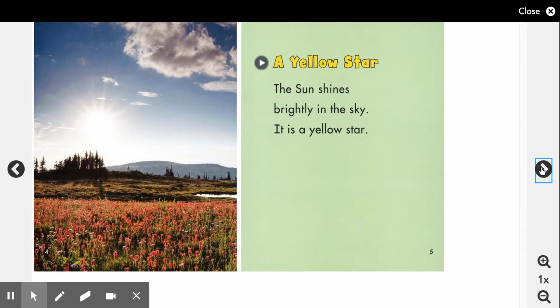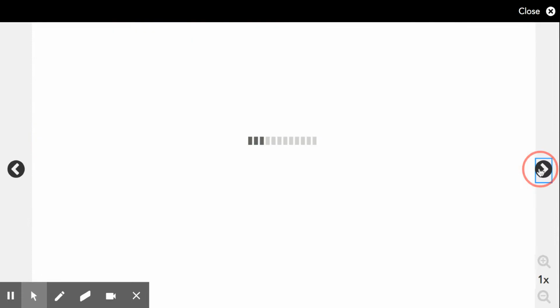A yellow star. The sun shines brightly in the sky. It is a yellow star. And we can see our text feature right here. A yellow star is in bright yellow letters. It catches your eye and it makes you think about the text on that page. And over here is a photograph, which is another text feature.